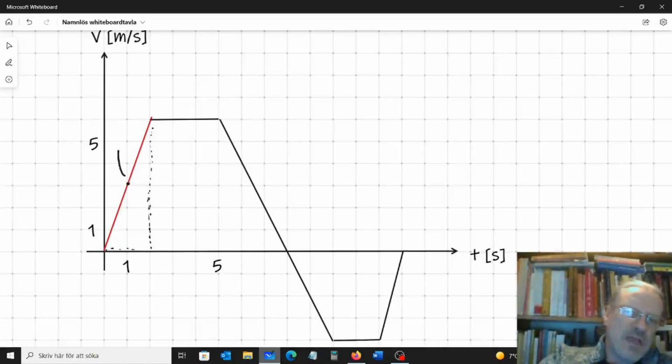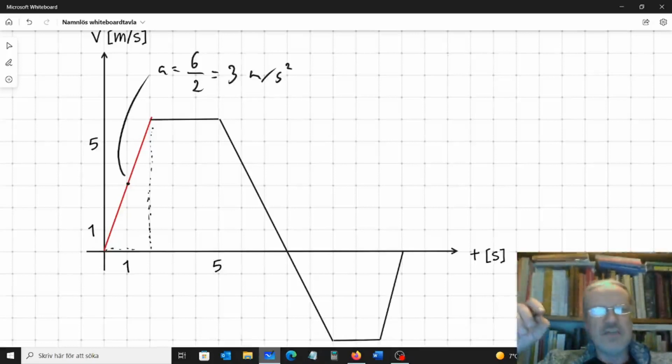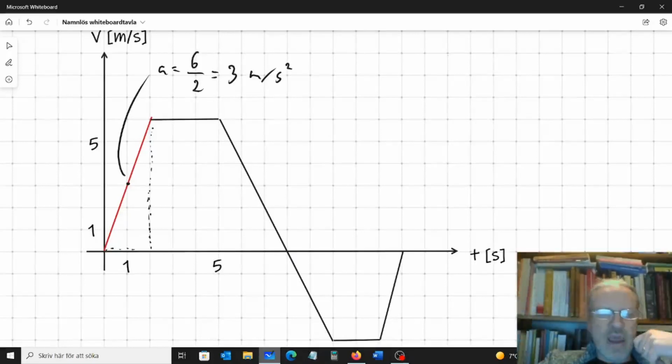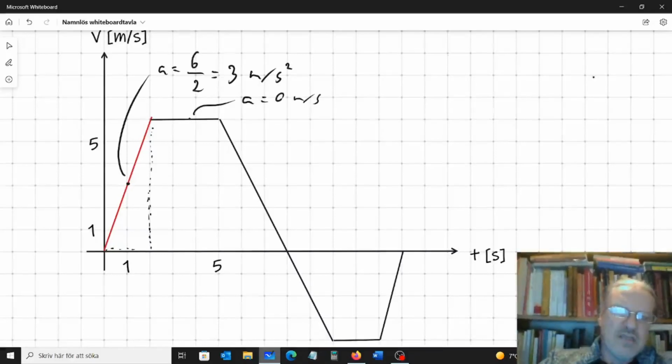So on this point here, we will see that our acceleration is a change of velocity of 6 meters per second over a period of 2 seconds. And that will give us an acceleration of 6 divided by 2 is 3 meters per second. And we have to remember the acceleration has the unit meters per second squared. On the top here, we don't change our velocity at all. So our acceleration is 0 meters per second squared.